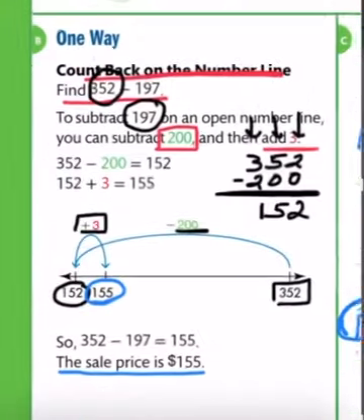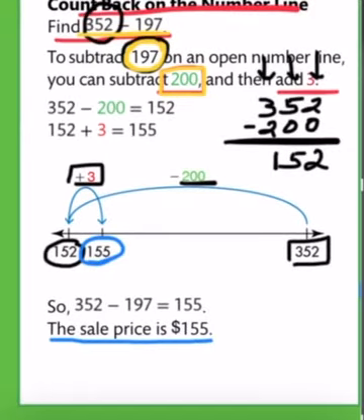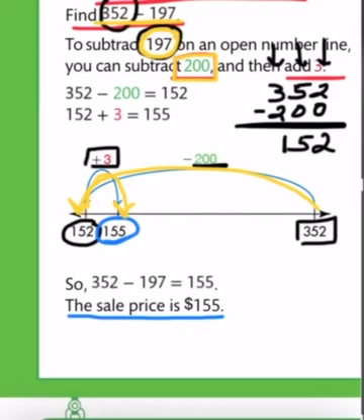Why did we add 3 here? Well, the reason we added 3 here, remember, we were supposed to subtract 197. That's what this first problem told us. Instead, they chose to subtract 200, so they subtracted 3 more than they were supposed to. So we went 3 too far. That means we have to add that 3 back on to get to the right spot.